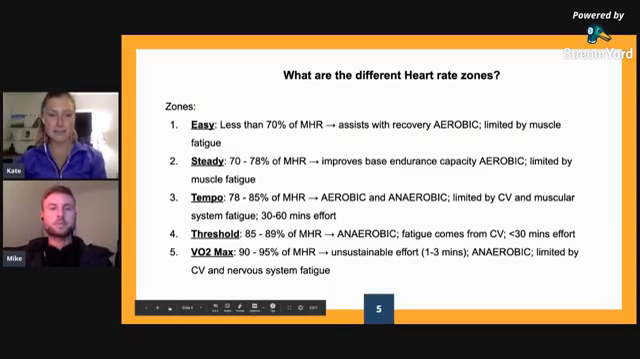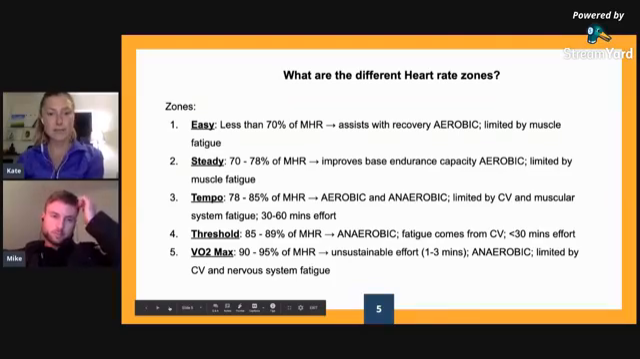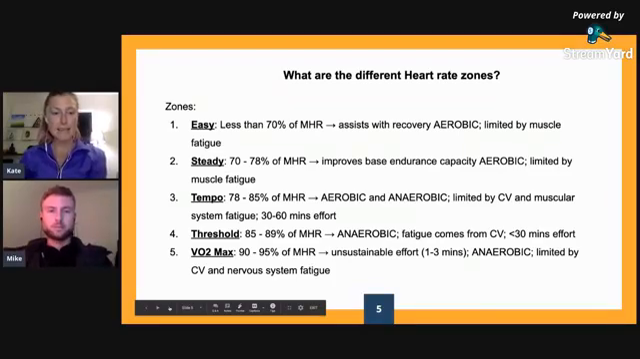So from easy, which is less than 70% of max heart rate. This is your easy recovery runs of the week. For example, we go into the examples on the next slide, but it would be your midweek run done at a very, very slow pace. It's all in the aerobic zone. This is your slow endurance-based zone, and basically helps the body move. You should be finishing these easy zone runs feeling energized rather than lethargic.